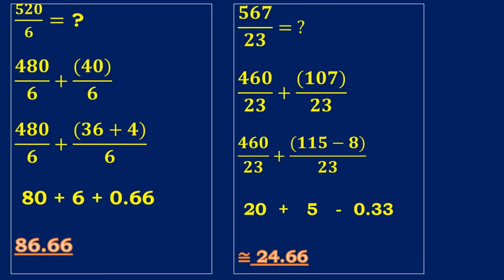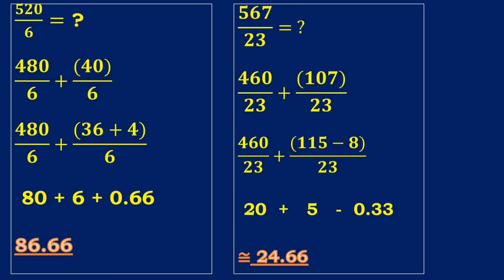So, this becomes 36 divided by 6 plus 4 divided by 6. We know that 36 by 6 is equal to 6, and the extra part that we have is a fraction, 4 by 6, which is 2 by 3, which is 0.66. So, 80 plus 6 plus 0.66. 520 divided by 6 gives us 86.66. The procedure appears to be lengthy, but if you practice this way, it will take less time when compared to the regular procedure. Let us look at another example here.